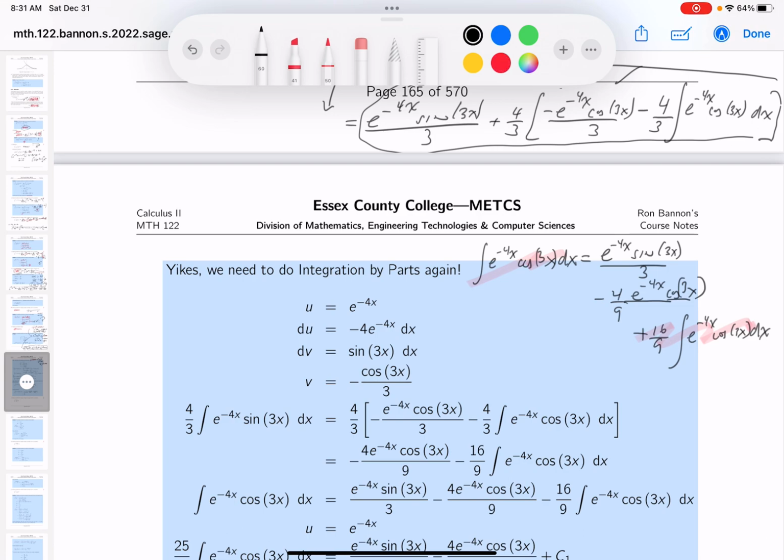So what I'm going to do is subtract 16/9 of that integral from both sides. And let me just write this over here. This would be 9/9 over here. So you would get minus, let me see if I did that right.